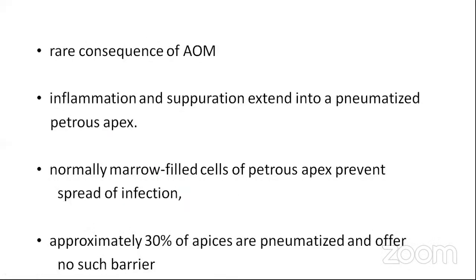Petrositis is a rare consequence of acute otitis media. Inflammation and suppuration extend into the pneumatized petrous apex. Normally, marrow-filled cells of the petrous apex prevent the spread of infection. Approximately 30% of petrous apices are pneumatized, and they often lose this barrier.